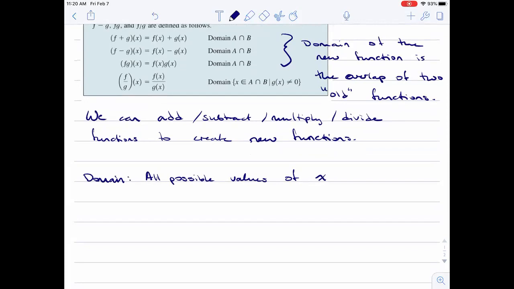The only new thing is when we're dividing. So we've got f over g of x, or f of x over g of x, they're the same thing. Now we can't divide by 0. So on top of the shared domain, A and B, we write such that g of x does not equal 0, because we can't divide by 0. So we've got that added condition. Wherever g of x is 0, we have to pull that out of our domain as well.